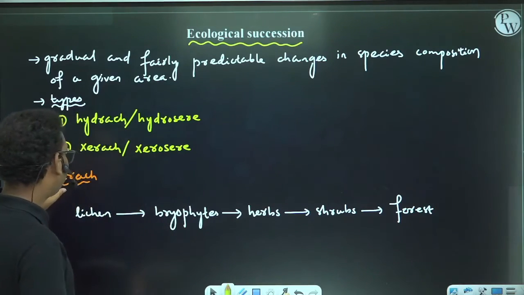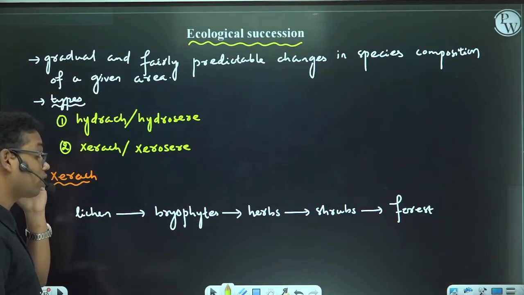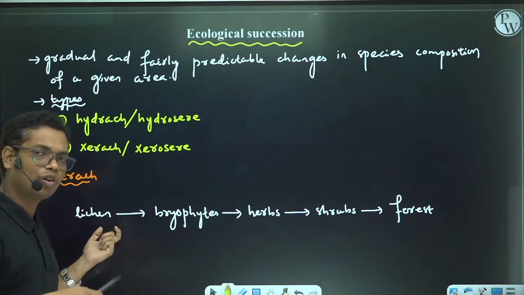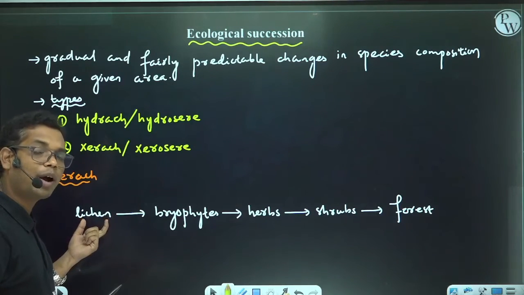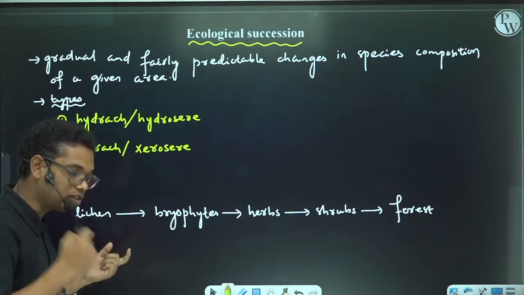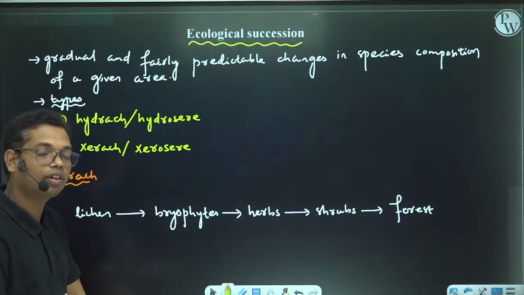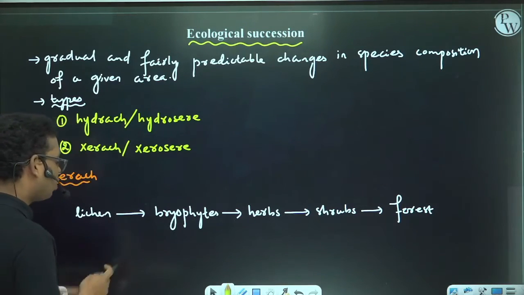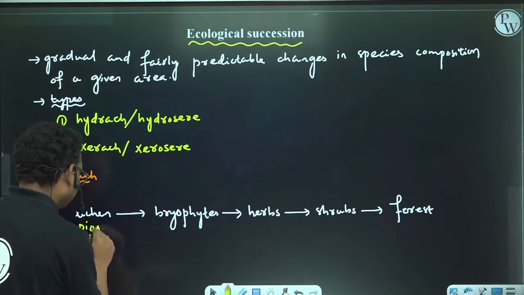So the example of xerarch. If I take the example of ecological succession on rock, the first organisms which colonize will be lichens. These lichens are called the pioneer community, because the first species which colonize during ecological succession are called the pioneer community. So in this case, the pioneer community is lichen.